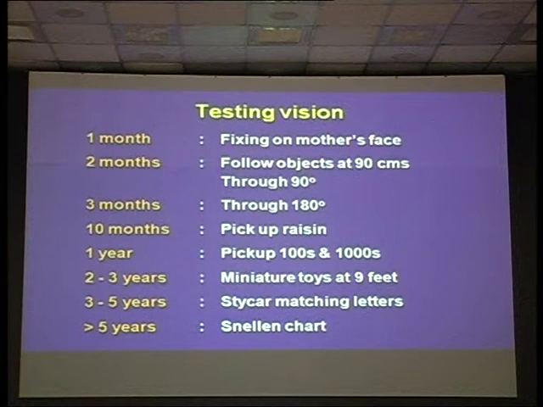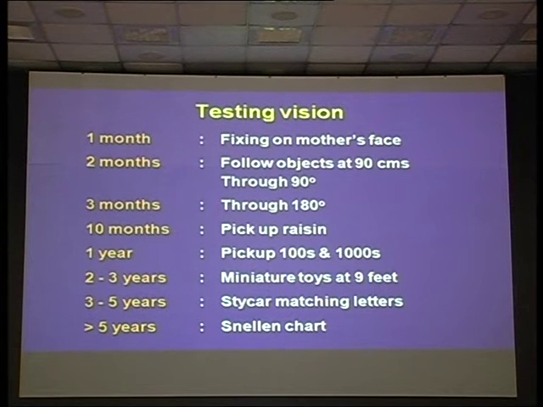Vision, how early can you assess the vision? You take the baby and look at the baby, take your face very close to the baby. The baby will look at it briefly for a moment, or ask the mother whether the baby looks at the mother for a short period. By 2 months, if we show a red, bright object, the child will follow through 90 centimeters. At 3 months, he can follow through 180 centimeters. At 10 months, the child can pick up the raisin. At 1 year, the child will pick up the hundreds and thousands.